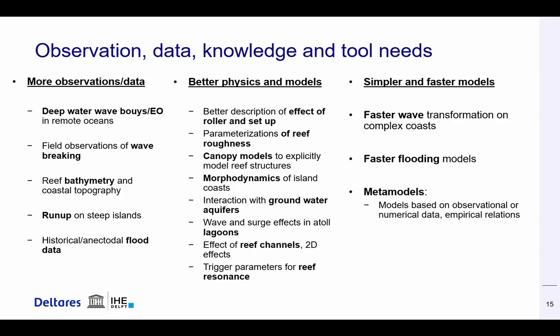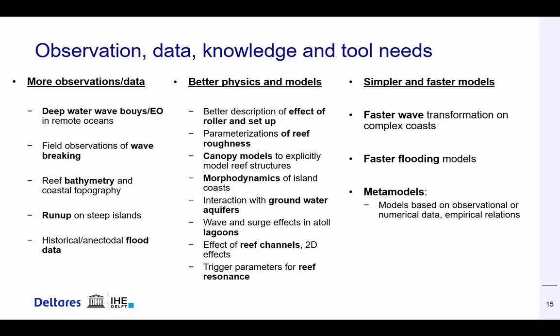We need to know the reef bathymetry and coastal topography, not only just in a few isolated places, but also across the ocean. And remote sensing, like the ICESat-2 satellite information, could be of great help there. We need to observe run-up on steep islands. As I've shown, there's only 3 cases where this has been done, and we need to do that more consistently. And we need to collect historical and anecdotal flood data. We need to know what happened in the past in order to judge whether future conditions are hazardous or not.